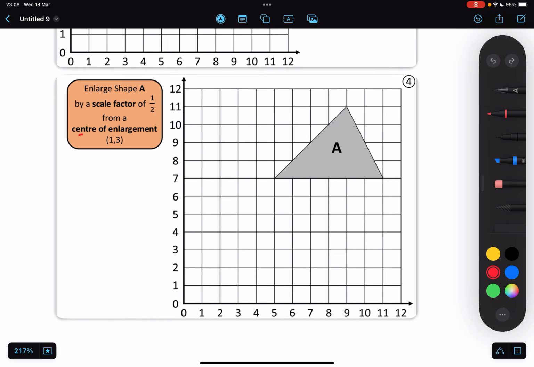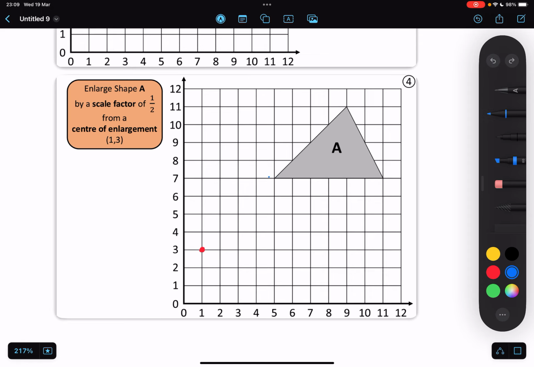And we've been given the center of enlargement, which is (1, 3). So the first thing that we do is we find the center of enlargement, which is (1, 3). So that is there. Mark the center of enlargement. And then next, we're going to go to our shape. We've got our 3 vertices.